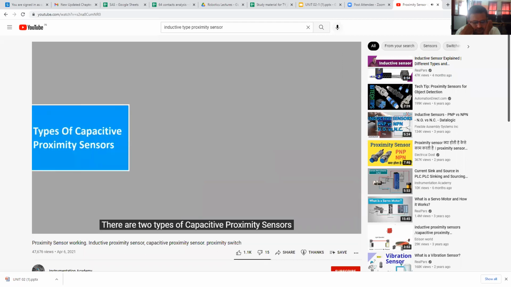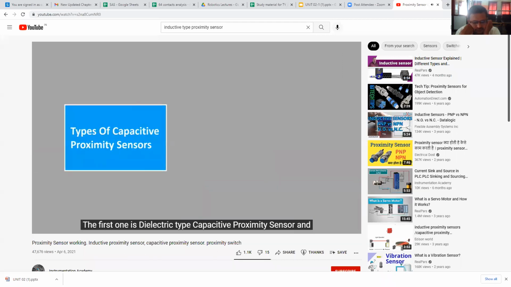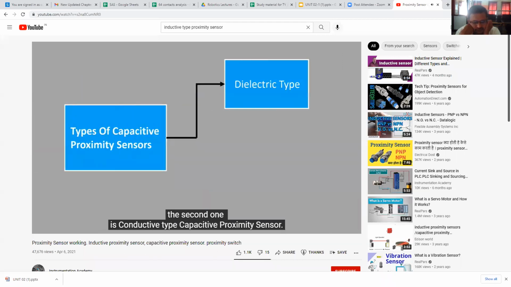There are two types of capacitive proximity sensors. The first one is dielectric type capacitive proximity sensor and the second one is conductive type capacitive proximity sensor.